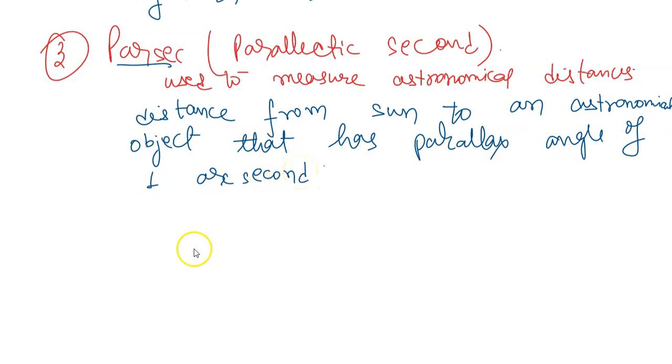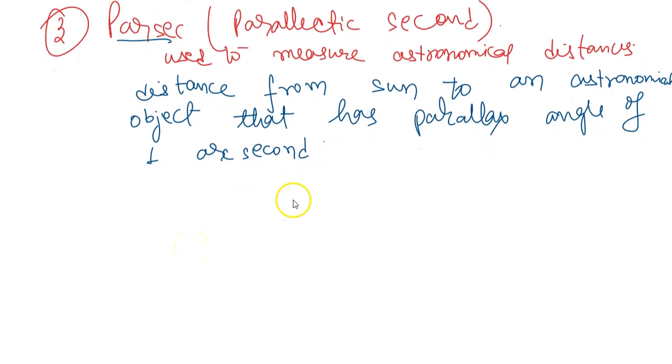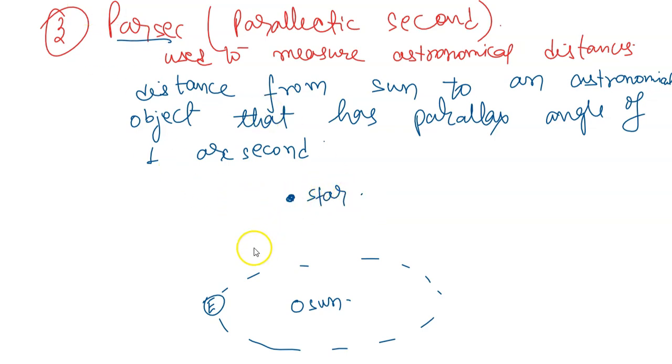So what is parallax angle? Let us understand. Let's say we have a distant star. Let's say this is a star, and this is the Sun, and this is Earth, which is revolving around the Sun. We want to find the angle subtended on the star from two distant locations of Earth. So here these are the two distant locations of Earth.